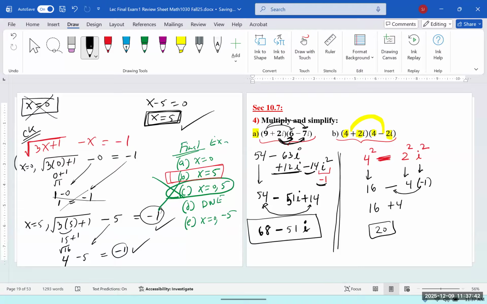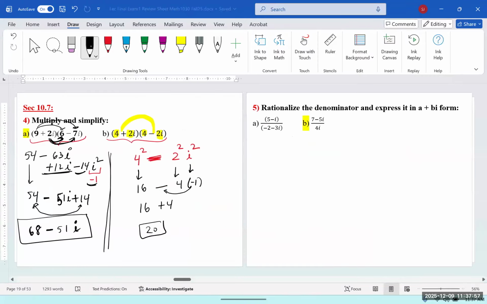You can use FOIL, but you shouldn't, because in the final exam you don't have enough time to waste. So you should use as many valid shortcuts as possible. Now one of these, division, also counts. Sometimes they give you 1 term on the denominator. Sometimes they give you 2 terms on the denominator. So let me go over both.